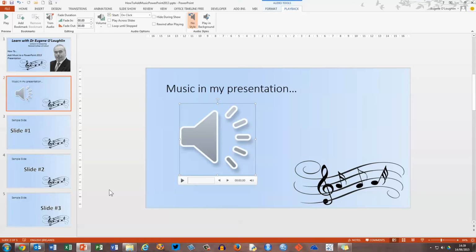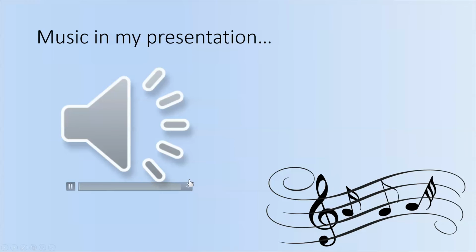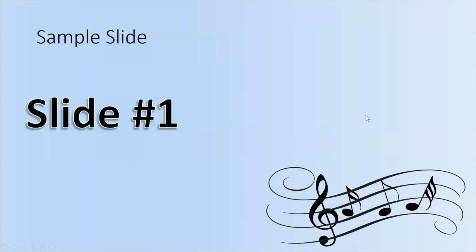Now supposing I'd like to play this automatically. So in the Playback audio tools ribbon, make sure that your icon is selected, you will see a Playback ribbon across the top. And in the center here in the audio options, there is the option to start it on a click or automatically. So I'm going to select automatically so that when I run this presentation, the sound file starts, and it will keep playing until I move on to the next slide or the sound file ends. So let's move on to the next slide, and the sound file stops playing.